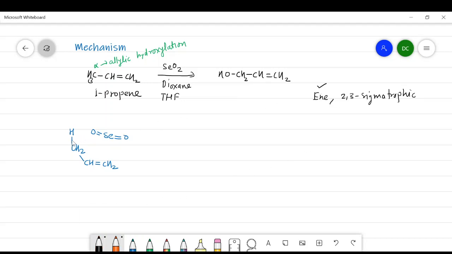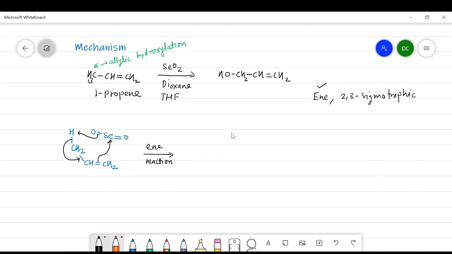In the ene reaction, the electrons from this carbon-hydrogen bond are shifted here, and there is a formation of a carbon double bond carbon. Simultaneously, this double bond attacks the selenium, and this hydrogen is abstracted by the oxygen, so that we get an ene reaction. I will write here, ene reaction.